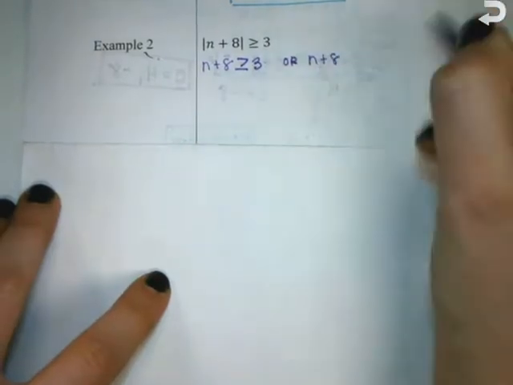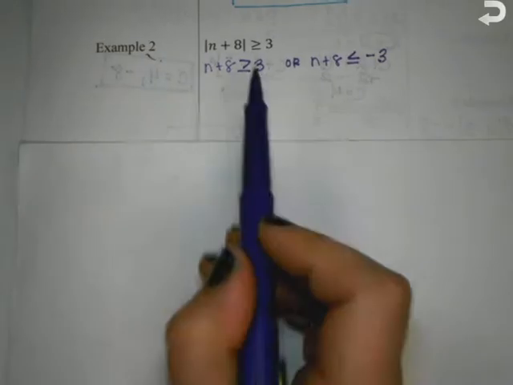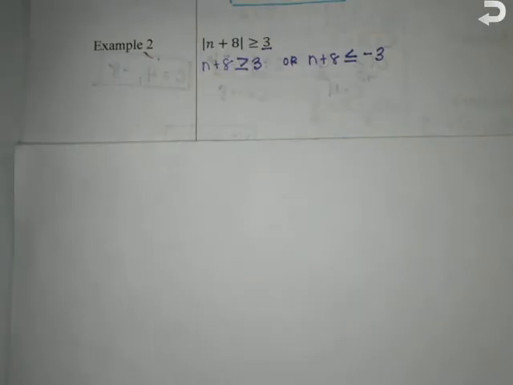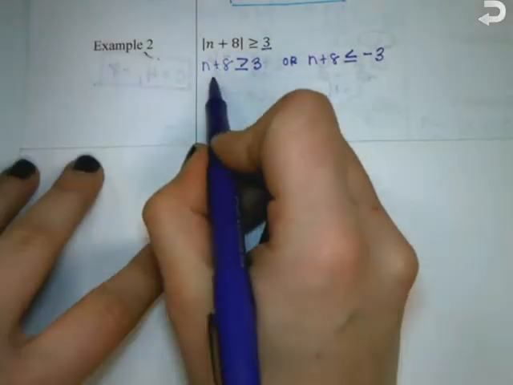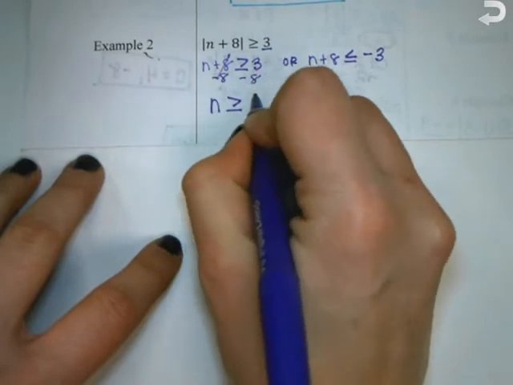The symbol. Why do we flip the symbol? Any ideas? Because when you multiply by a negative, you have to flip it, right? Good. So when we multiply by a negative, you have to flip it. So we change the sign. Okay, so how do I solve this one? Subtract 8 from both sides. So we get n greater than or equal to negative 5. Or subtract 8, n less than or equal to negative 11. That's my answer. That's as far as I can go.